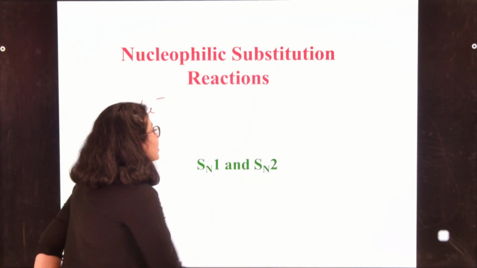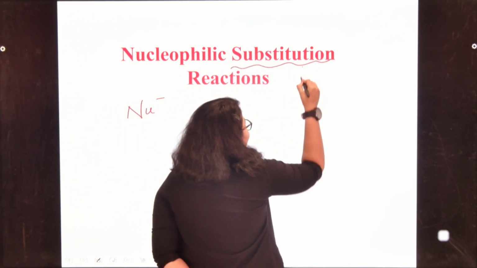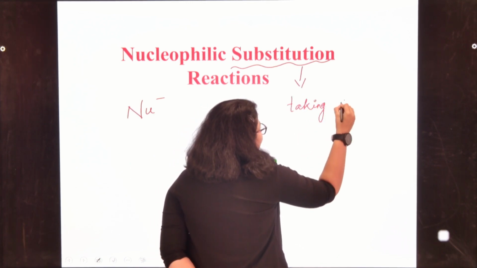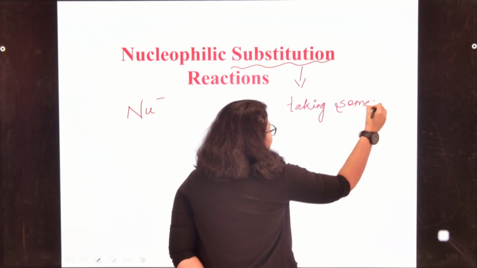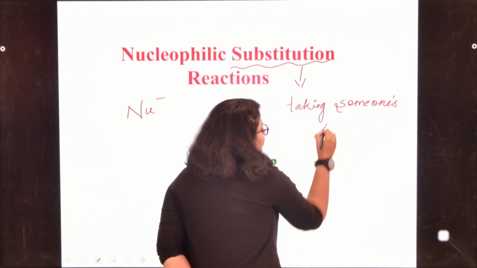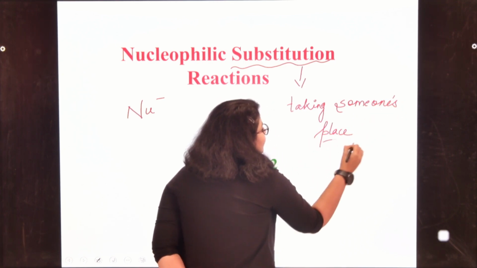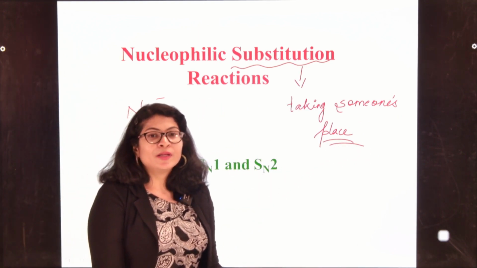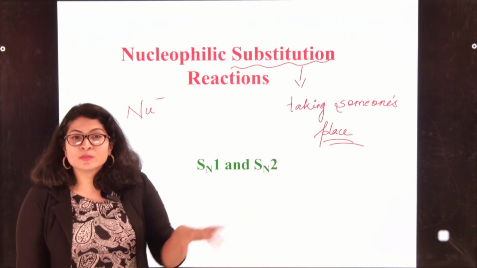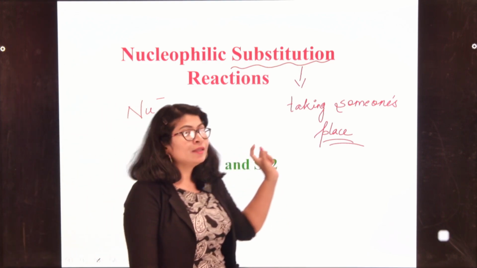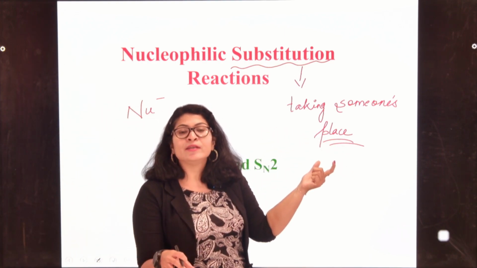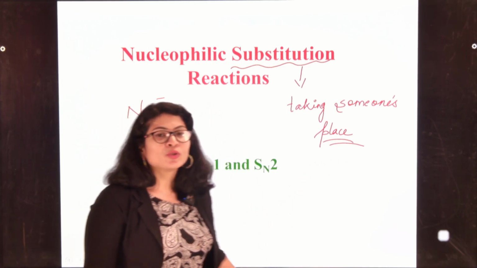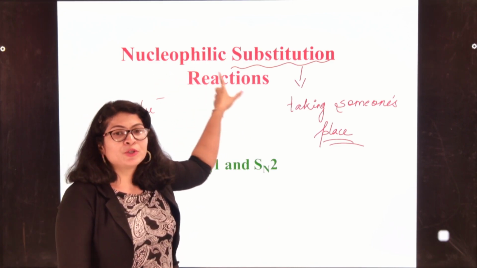Now, nucleophilic substitution. What do you mean by substitution? It means taking someone's place. That particular place was taken up by some different atom, and when this nucleophile approached the species, it basically removed that already existent atom and took its own place, took that atom's particular place. So this is called nucleophilic substitution reaction.